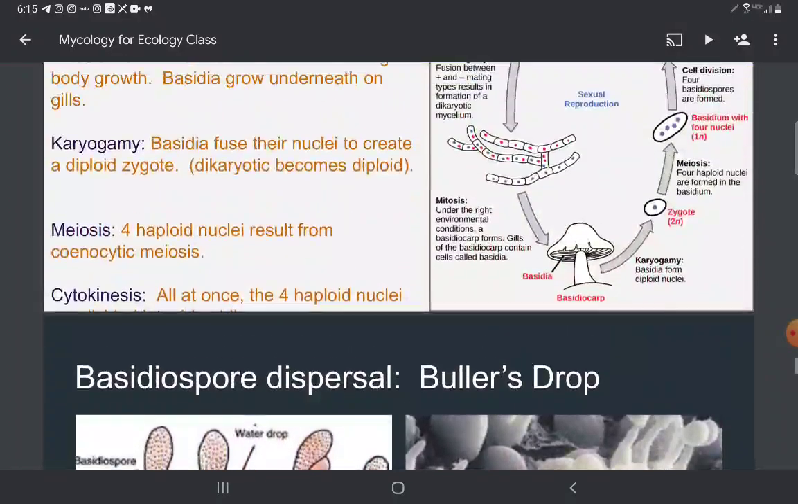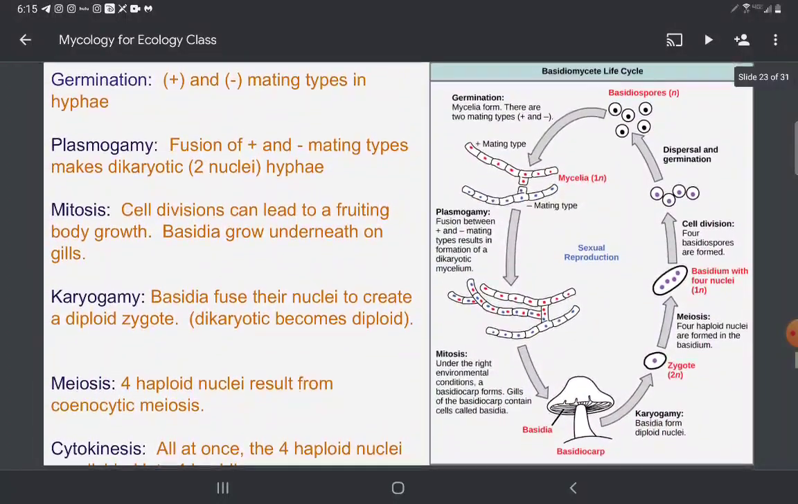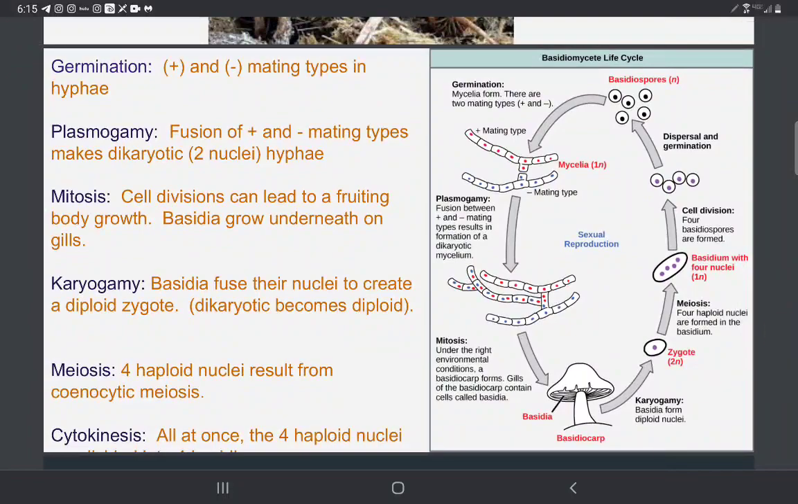Hope you liked it, and I hope the reproductive stuff wasn't too confusing. Basically, what I would take away from the whole reproduction stuff is know what plasmogamy is and know what karyogamy is, and you should be good. To be honest, I struggle with this stuff too, I'm not going to lie.